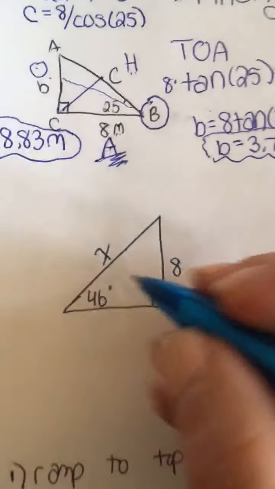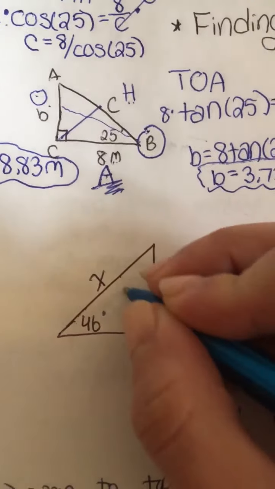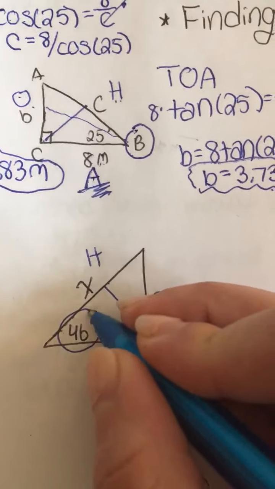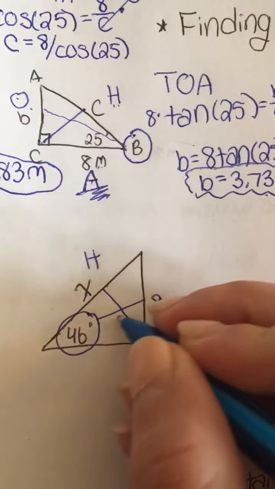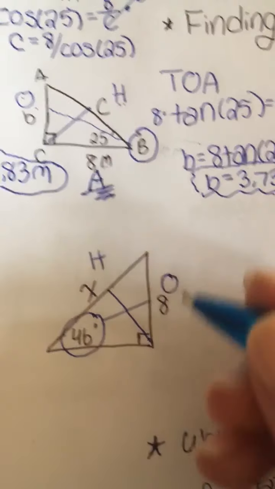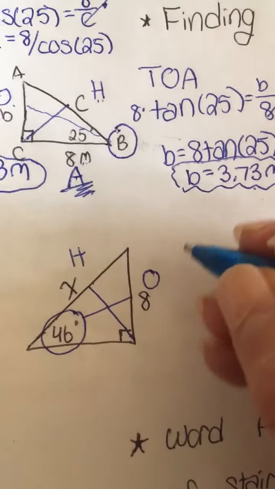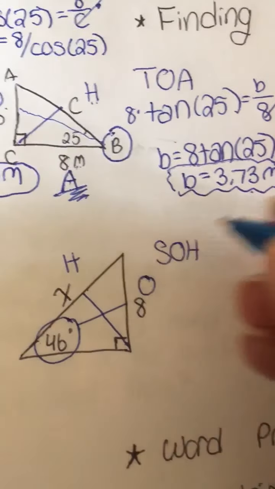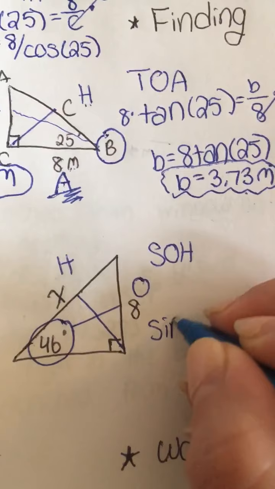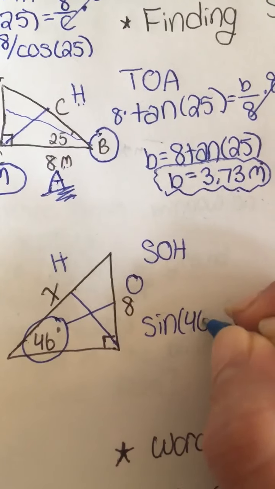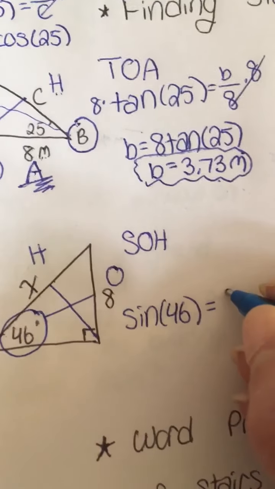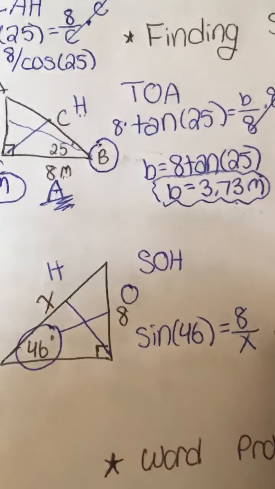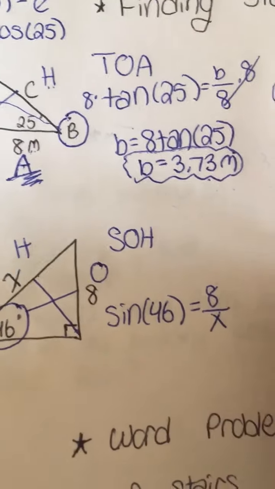Okay, next one, again, start from 90. Across from it is H. Circle the angle you're given. Across from it is O. So we don't need A again here. So we have OH, you can write it out first, that's SOH. So you have sine of 46 equals 8 over x. So now x is on the bottom, so again we have to move it to the other side and then divide.